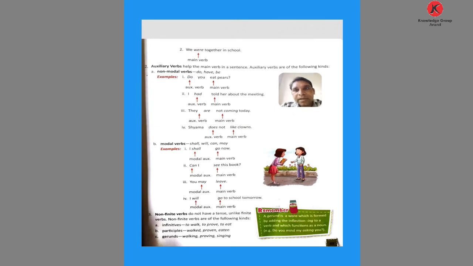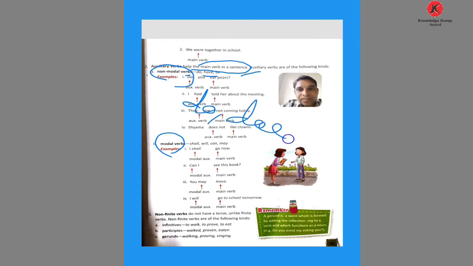Now comes the second, auxiliary verbs. Auxiliary verbs help the main verb in a sentence. Helping what? Helps the main verb. Auxiliary verbs are of two types: non-modals and modals. What are non-modal verbs? Do, have, be. Do and does. Have, has, had. And be.